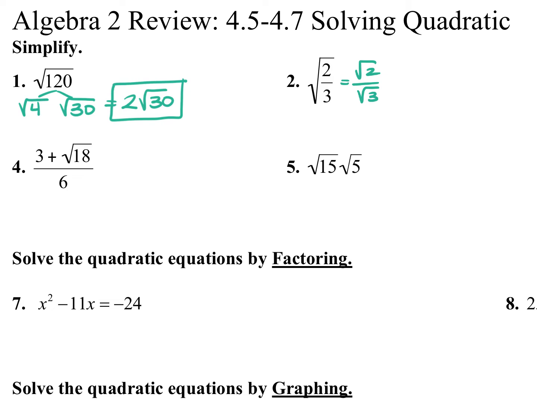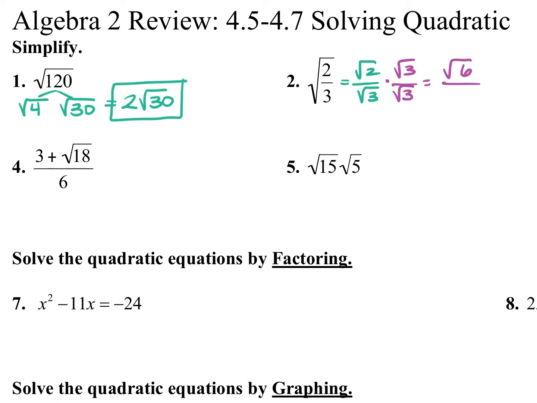Rad 3 over rad 3. Right, you're multiplying by 1. We don't want to change the value of it. We just want to change how it looks. So we're going to multiply by the square root of 3 over the square root of 3. So rad 2 times rad 3, can you multiply those? Yes, because they're both radicals, right? So that becomes rad 6.